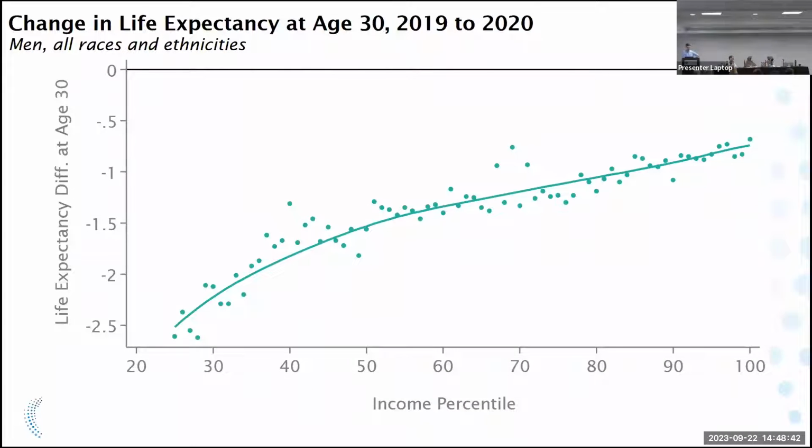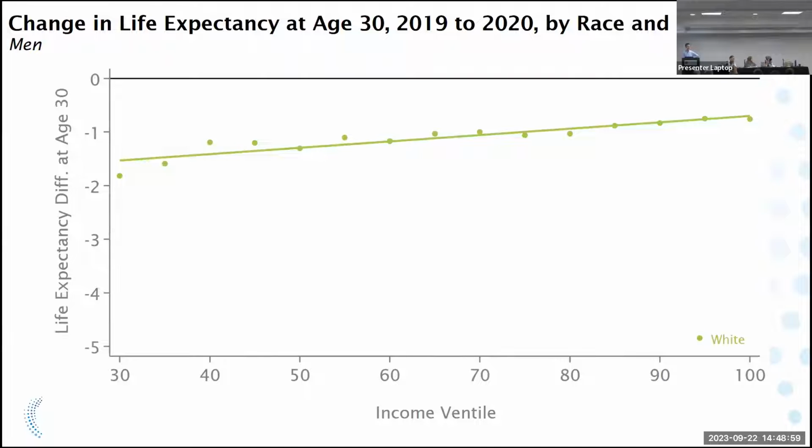So if we look across the income distribution and we pool all races and ethnicities, we see this really stark slope where the life expectancy decline in 2020 was about 2.5 years near the bottom of the income distribution and only 1 year near the top. And that becomes even more stark if you then further break down by race and ethnicity. So here we're looking at that slope, that inequality for white Americans. If we look at Black Americans, the richest Black Americans in 2020 experienced similar life expectancy declines to the very poorest white Americans.